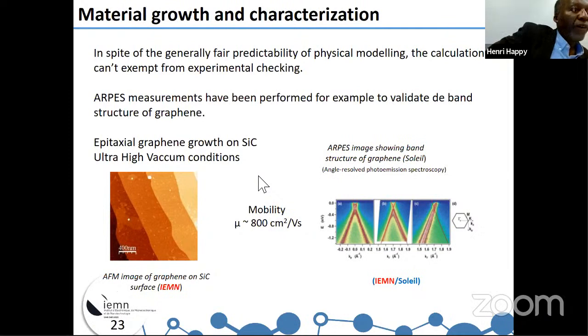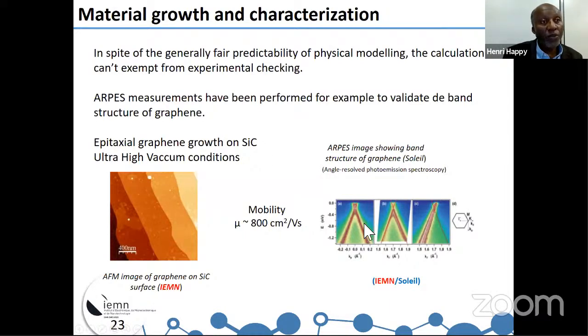Here is an example of graphene grown on silicon carbide, with two different approaches. This kind of graphene is grown in the lab on silicon carbide, but we grow this material in ultra high vacuum conditions. When we try to extract the physical properties of this material, we use a measurement called ARPES, angle-resolved photoemission spectroscopy, made in the lab we call Soleil in Paris. It is an accelerator of particles where we can characterize a material with high precision.